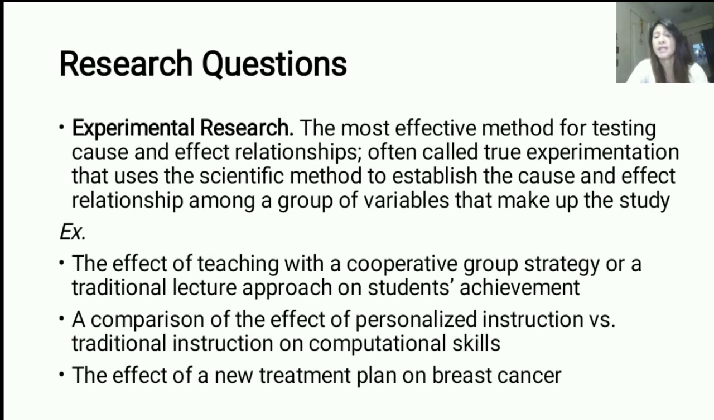And the last one is the experimental research. Experimental research is the most effective method for testing cause and effect relationship. It is often called true experimentation that uses the scientific method to establish the cause and effect relationship among a group of variables that make up the study. So as discussed in other videos, experimental research involves manipulation of variables or control of.